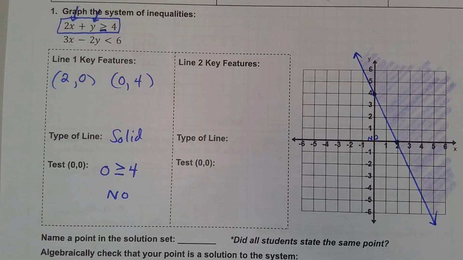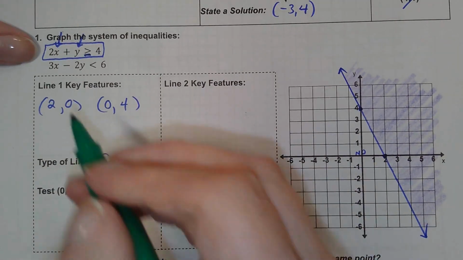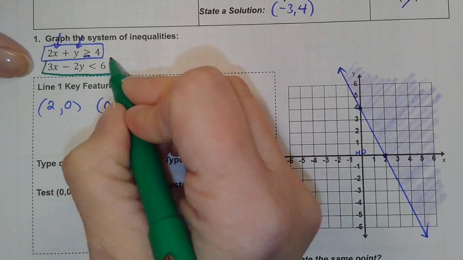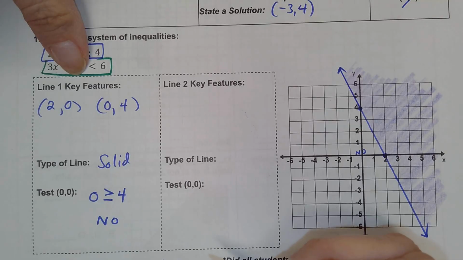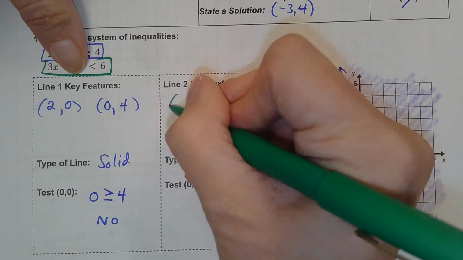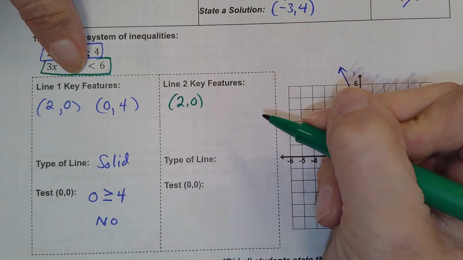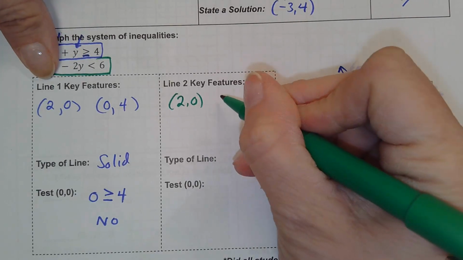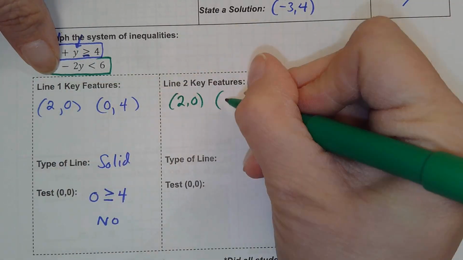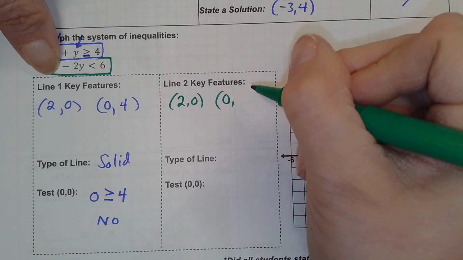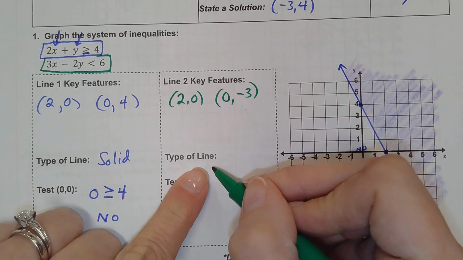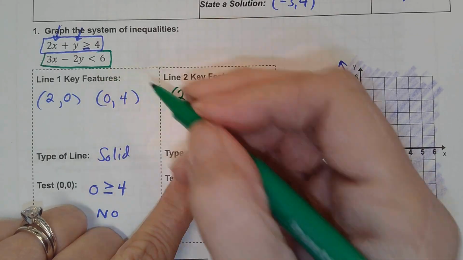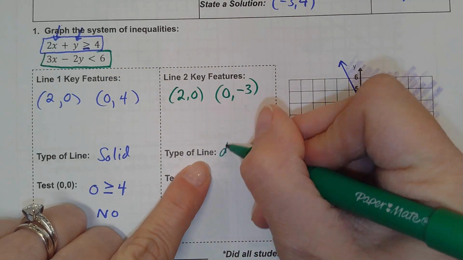I'm going to switch to a different color so that I stay organized. For the second inequality, let's cover up y. What is the x-intercept? (2, 0). And the y-intercept, that's a negative. Be careful. -3. Should we use a solid or a dashed for this one? Dashed.